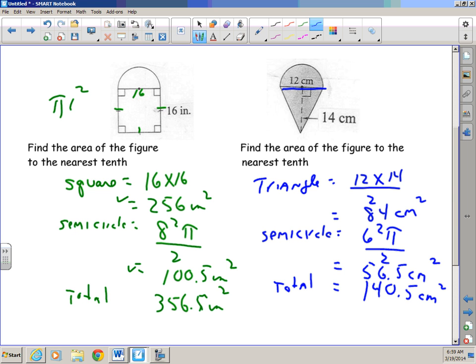So today we began our journey on finding area and perimeter of regular and irregular shaped figures, and we're going to move on later on in this unit to doing that for shaded figures.